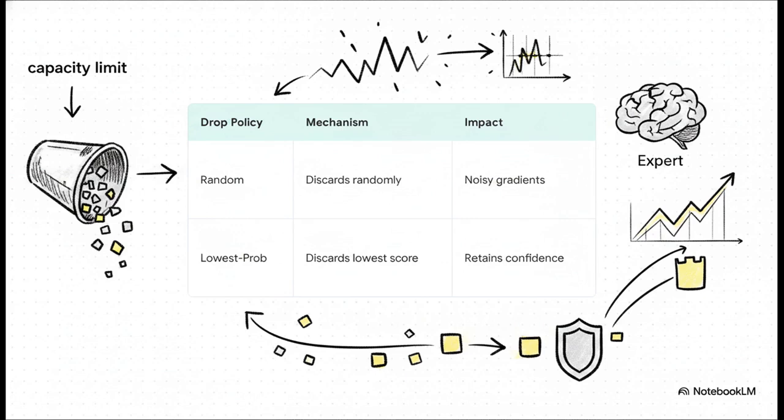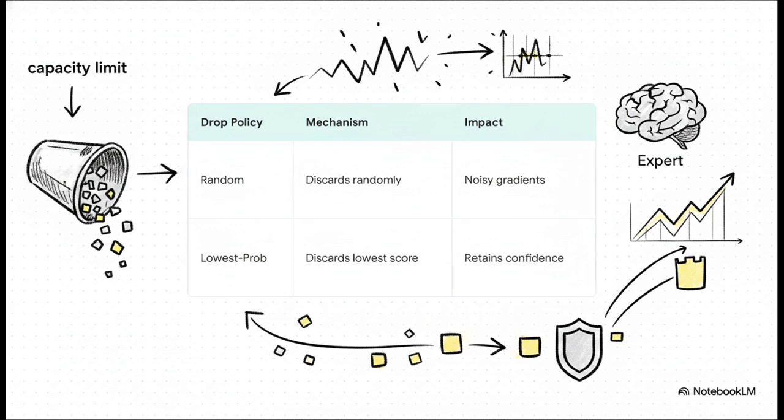In early MoEs, they just used a random drop policy. I mean, imagine randomly discarding a word that's absolutely crucial to the meaning of a sentence just because a computational queue happened to be full. It completely wrecks the network's learning signal. It causes massive gradient noise, totally unstable training.